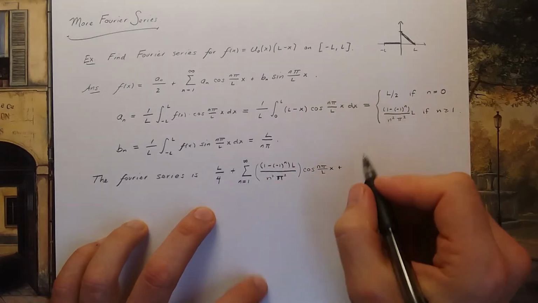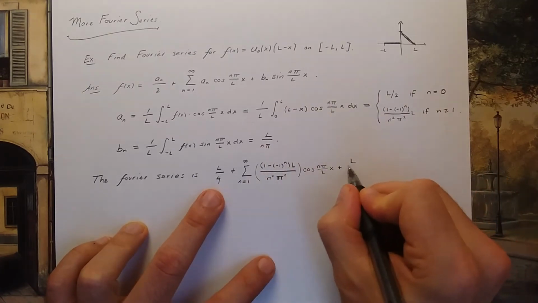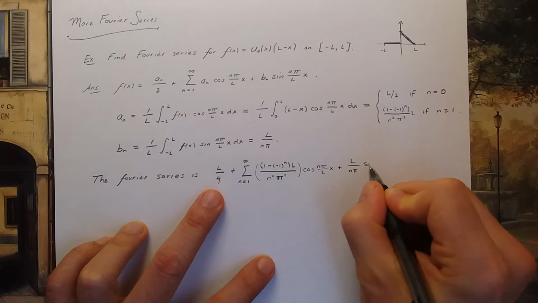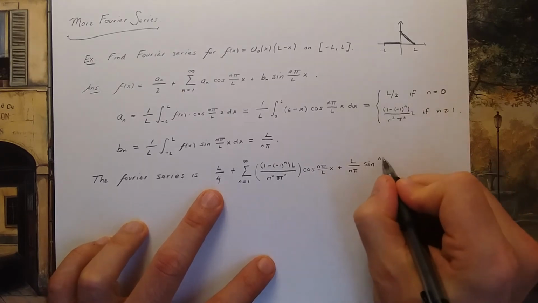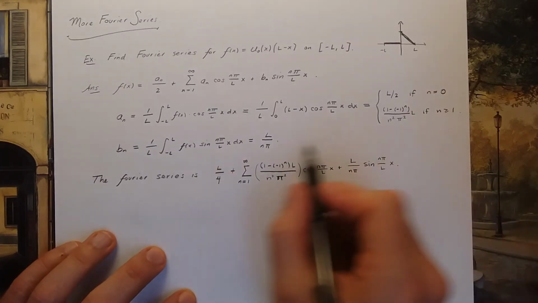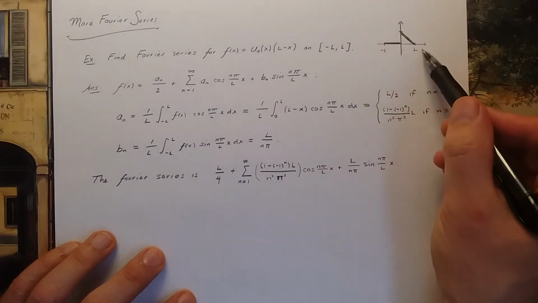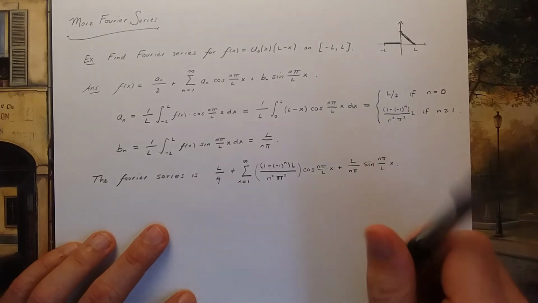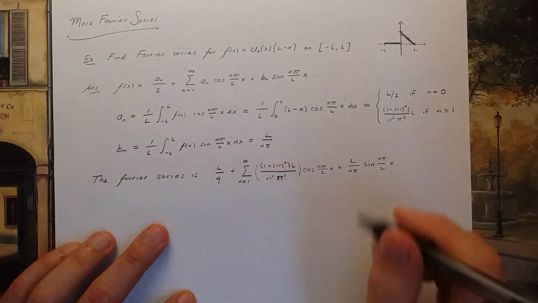Then I have the coefficients in front of sine, L over n pi sine n pi over L x. So this is my Fourier series. I was able to express my function as a combination of sines and cosines.